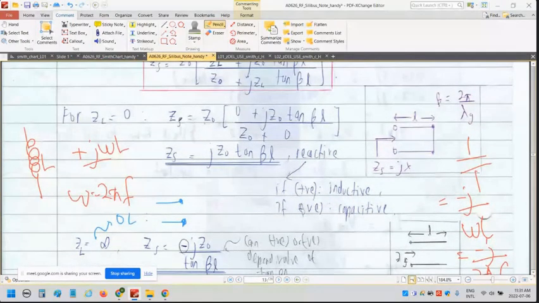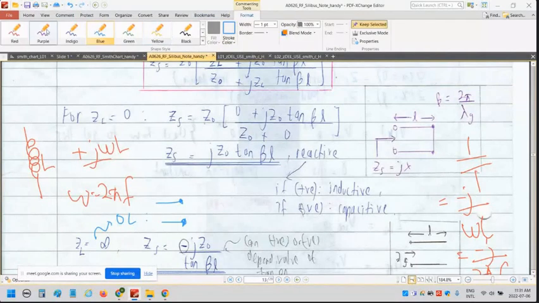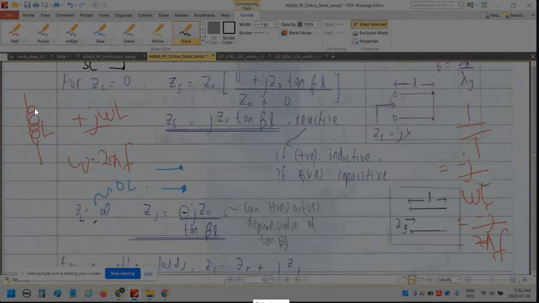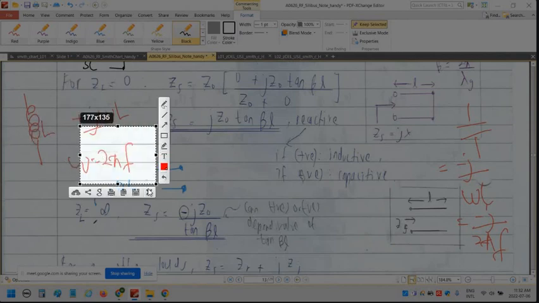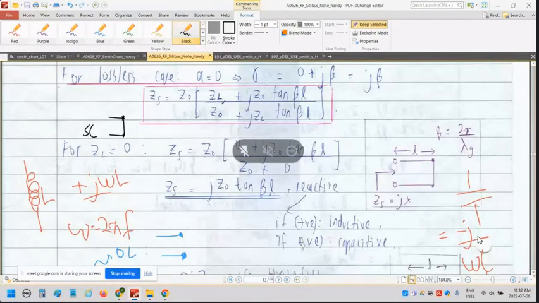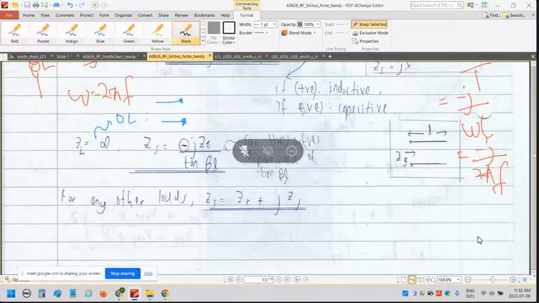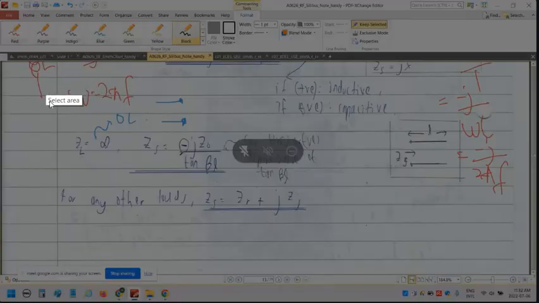For this case, Z0 is 0, so this is a short circuit; they are connected. And here, for this case, ZL is infinity. So you put ZL infinity inside here. How do you get negative jZ0 divided by tangent beta L?